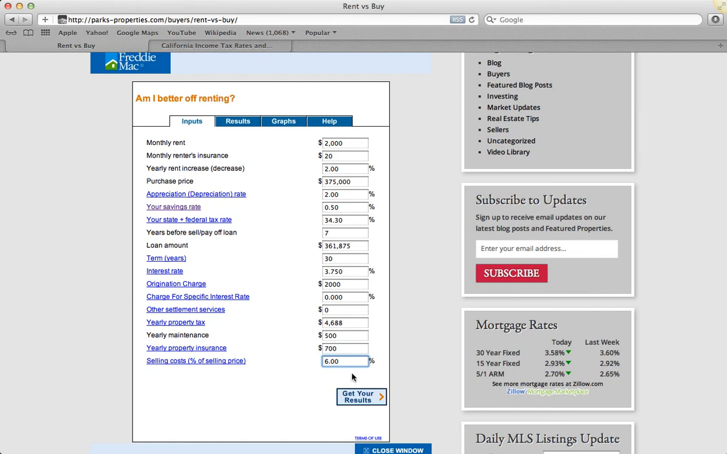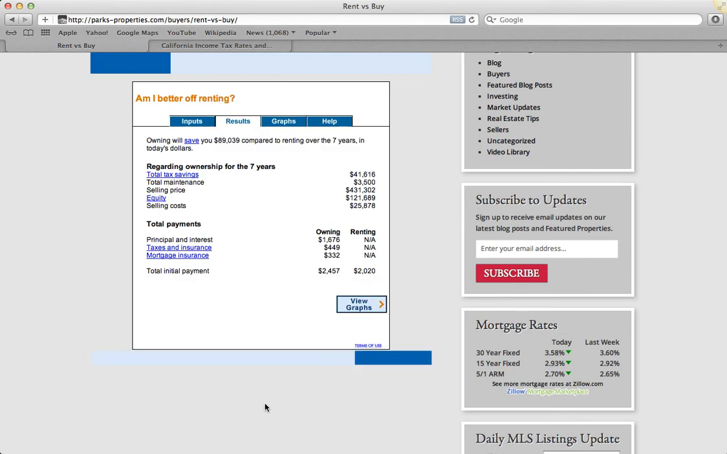And then let's go ahead and click get your results. So with this scenario, this person will be able to see a savings of about $89,039 compared to renting over the 7-year period. The really important number to look at is this tax savings rate. Because you're going to be owning a home, your interest on your home is going to be a tax write-off, which is effectively going to lower your tax obligations and what you're actually paying on taxes. I'll explain that to you a little bit more in a minute.